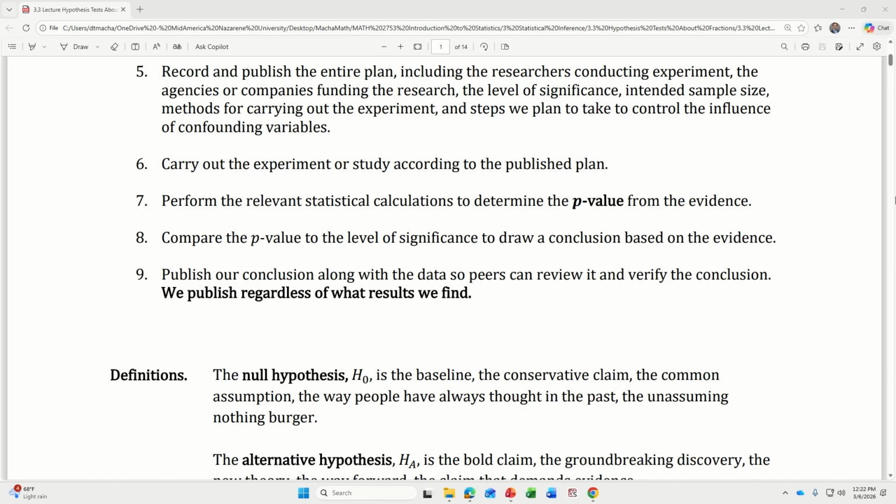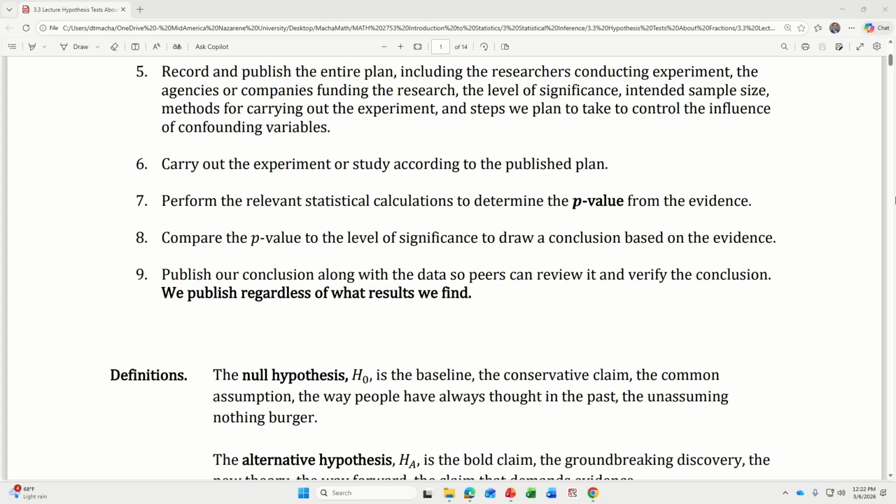Step number 6, you carry out the experiment. You follow the plan as closely as possible. Number 7, you do the relevant statistics calculations to calculate what's called a p-value from the evidence. Then you take your p-value that you calculated and you take your level of significance that you decided on before and you compare the two. Which one is smaller? If the p-value is smaller, then you conclude in favor of your alternative hypothesis. That's what you want to happen.